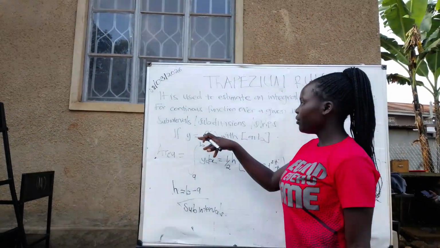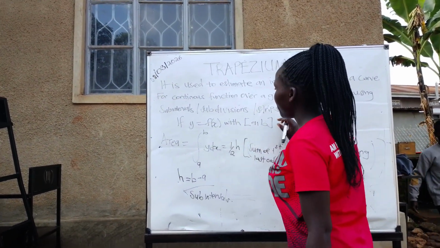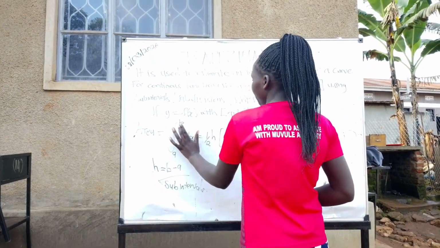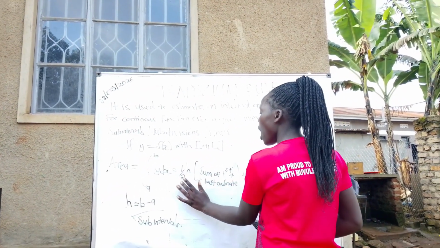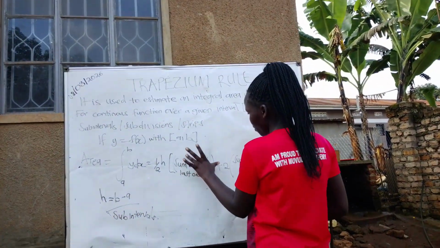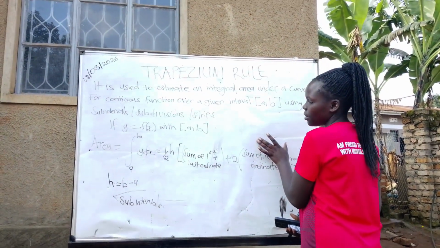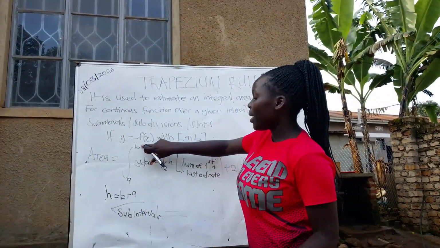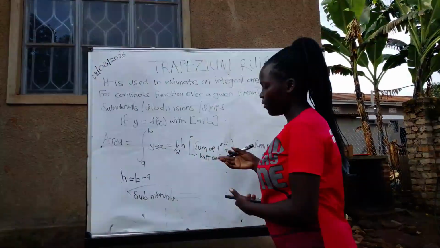Let's see. If y equals f of x with interval AB, then our area is going to be the integral from a to b of y dx, which equals a half height times the sum of the first plus last ordinate, plus 2 times the sum of the remaining ordinates. And our height equals the upper interval minus the lower interval over the number of subintervals.